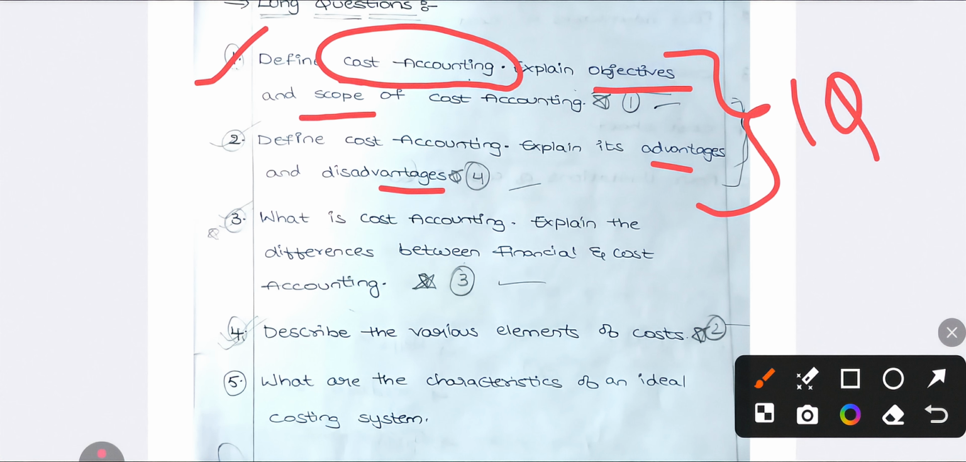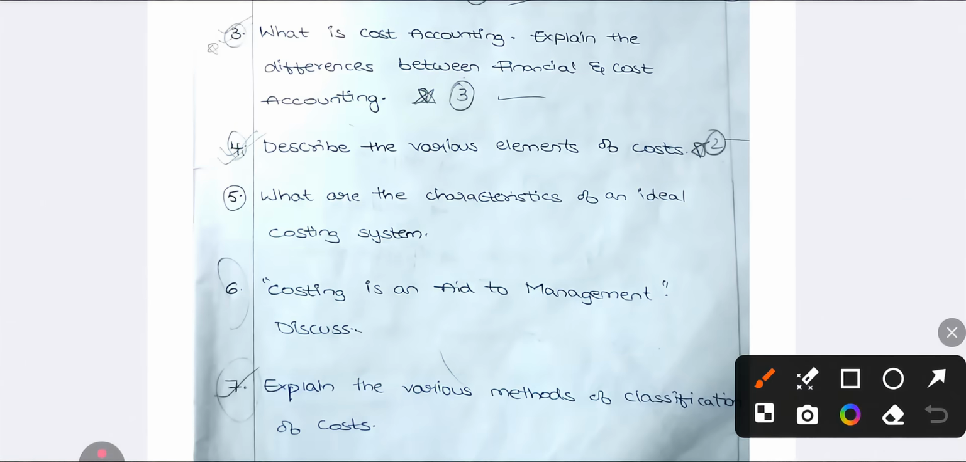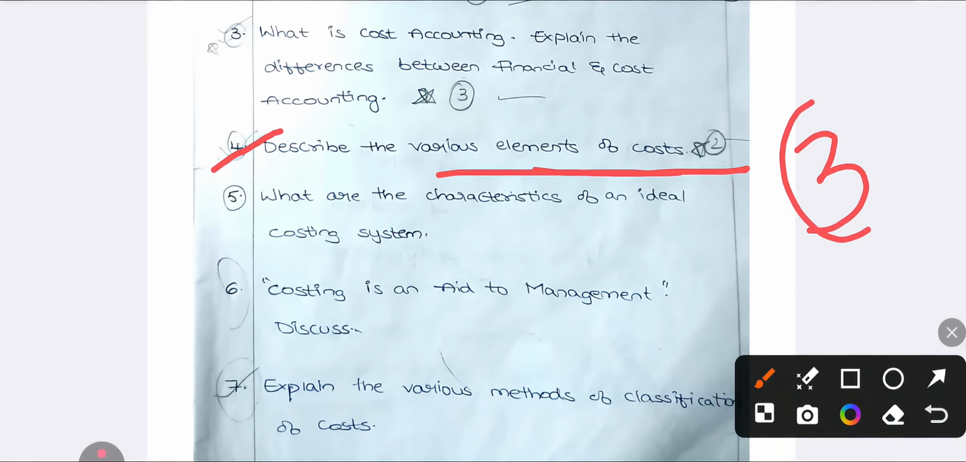Either they may ask objectives, scope, nature, importance, advantages and disadvantages, anything you can combine and write that answer. The second most important question is differences between financial accounting and cost accounting. This is another important question, not much, just important. And the third important question is different types of elements of cost. What are the various elements of cost? So these are the top 3 questions.